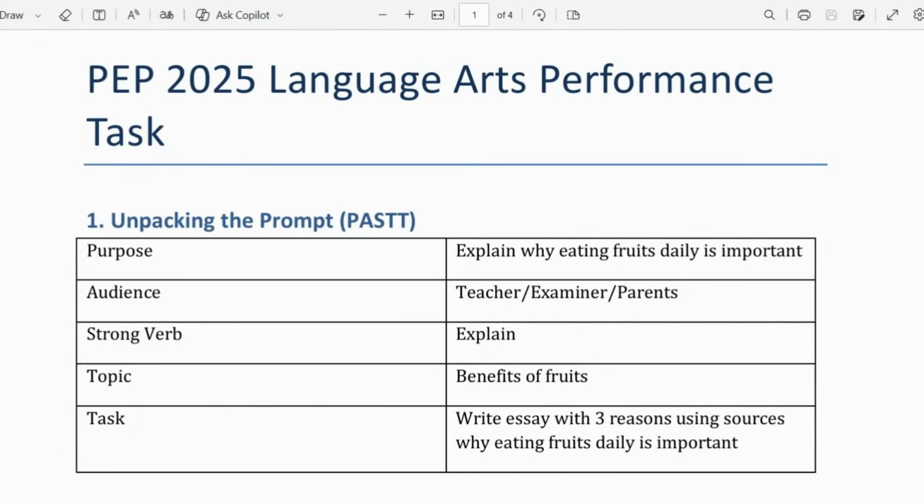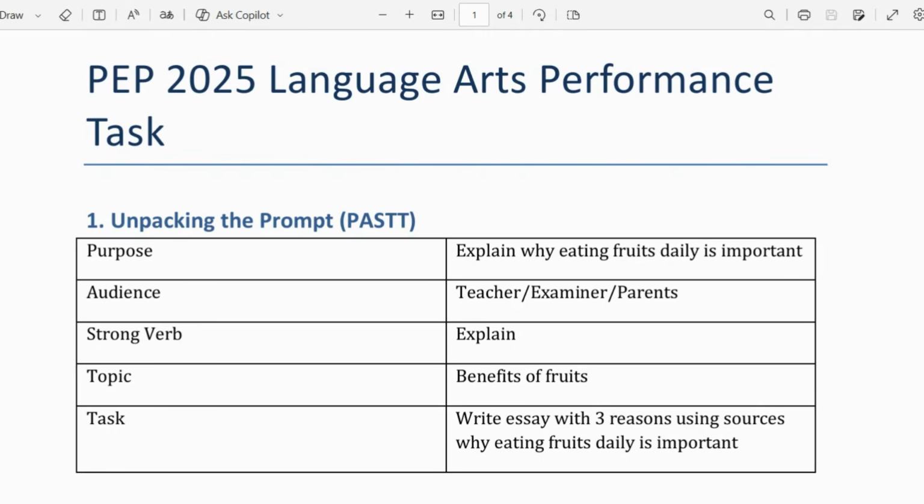All right, so we said the first thing we're going to do is to unpack the writing prompt, and we're going to use the PASTT graphic organizer to do so. The P stands for the purpose, which is the reason we're writing the essay, which in this case is to explain why eating fruit daily is important. Our audience, who we will be writing to, are teachers, examiners, and parents. Our strong verb is explain.